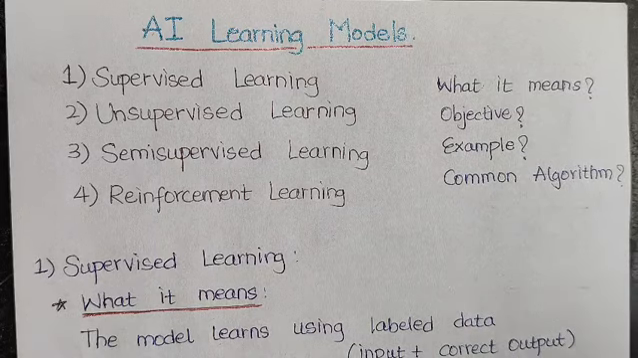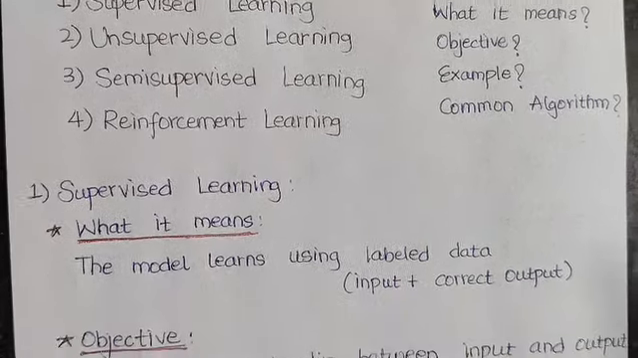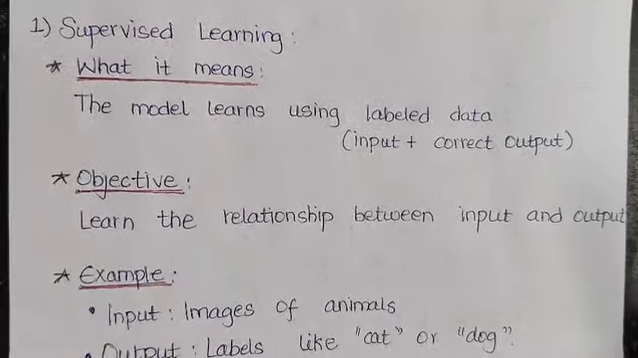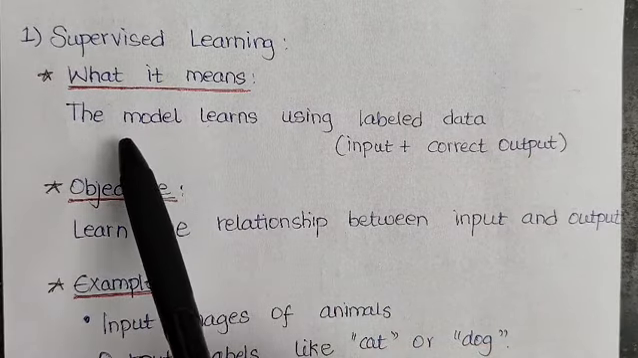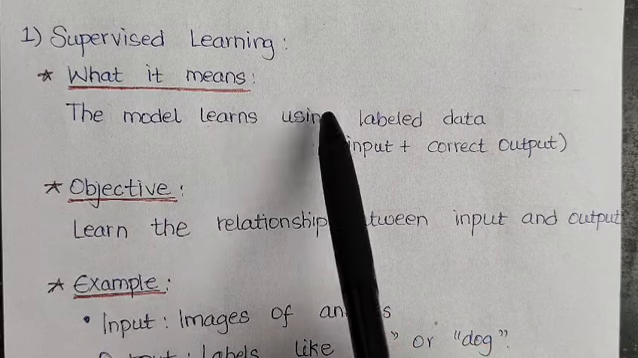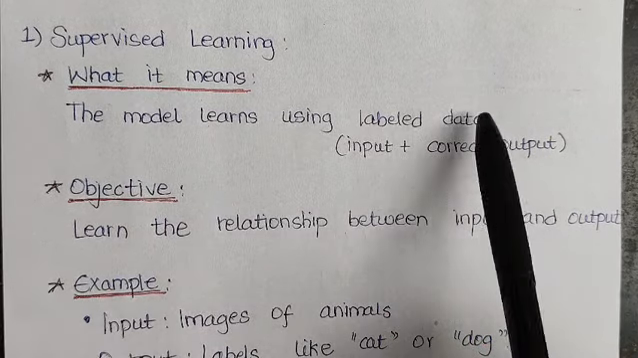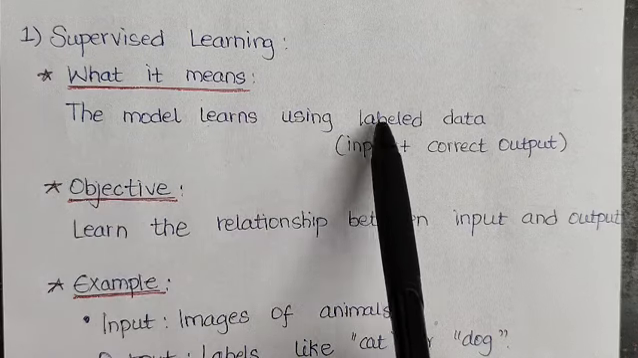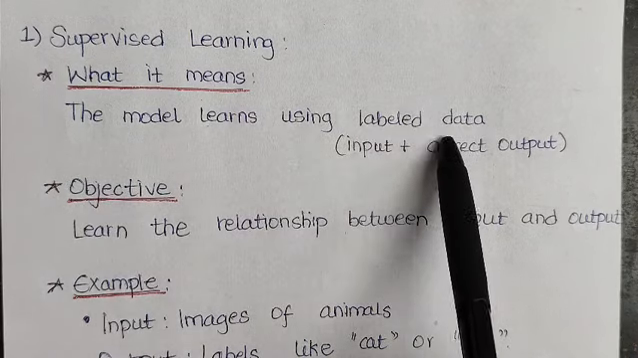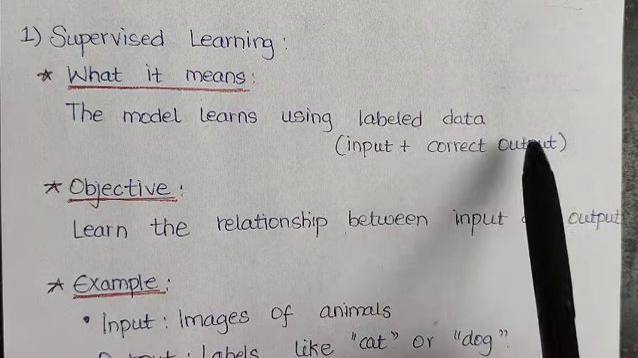So the first type of AI learning model is supervised learning. Supervised learning, what does it mean? The model learns using labeled data. In supervised learning, the model learns using labeled data. The labeled data means input plus correct output.